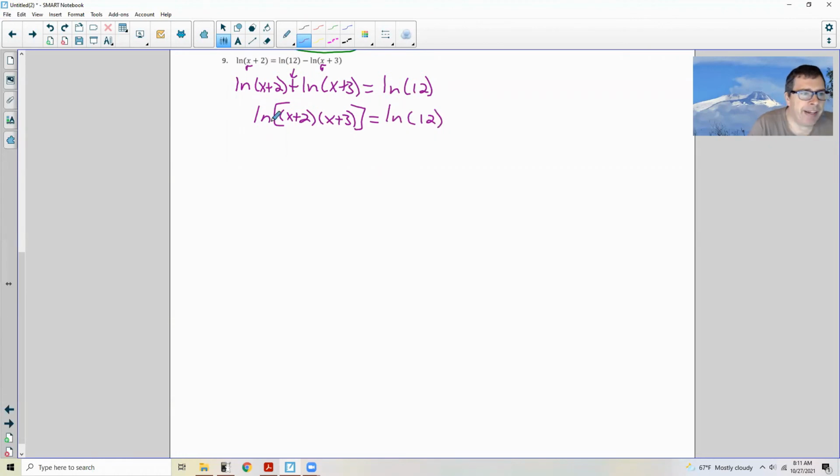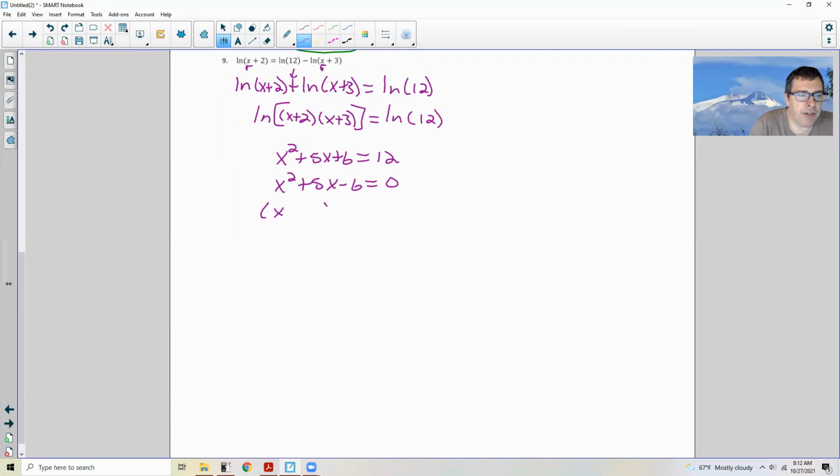If I'm taking the natural log of something and I take the natural log on the other side, then what we're taking the natural log of obviously has to be equal. So x plus 2 times x plus 3 has to equal 12. The natural logs cancel here, and I get x plus 2 times x plus 3 equals 12. I'm just going to distribute and FOIL. x squared plus 5x plus 6 equals 12. Subtract 12 from both sides and we get x squared plus 5x minus 6 equals 0.